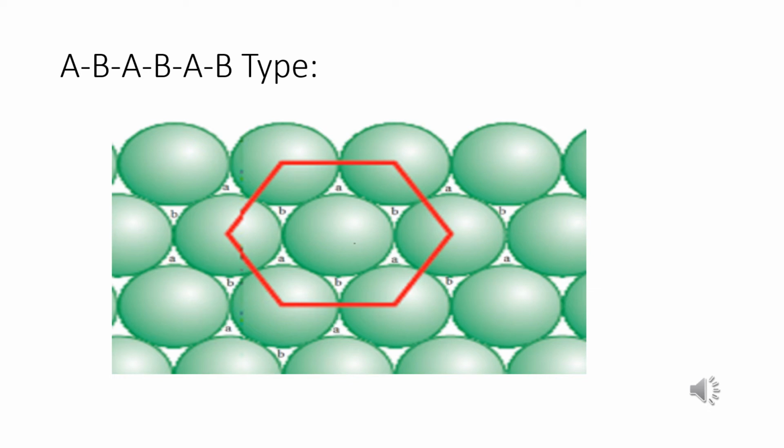In this arrangement, there are some voids present, that is empty space. Voids mean nothing but empty space. These are triangular in shape. These triangles are of two types. That is, the apex of the triangle is pointing upwards in one type, and pointing downwards in the other.